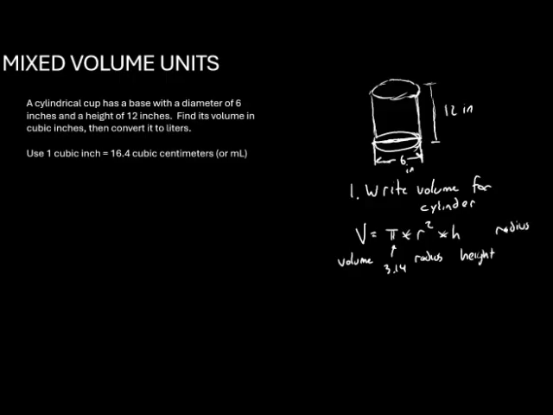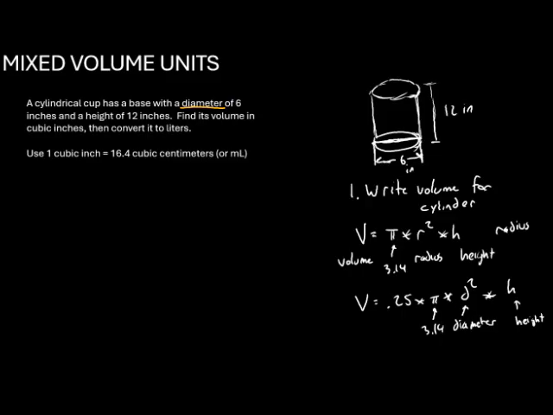However, we don't have the radius. What we have is the diameter. If you have the diameter, there's an alternate form of the equation you can use. The alternate form is 0.25 times pi times d squared times h. The V still stands for volume, but now the d stands for diameter. H still stands for height. And of course, pi is still 3.14.